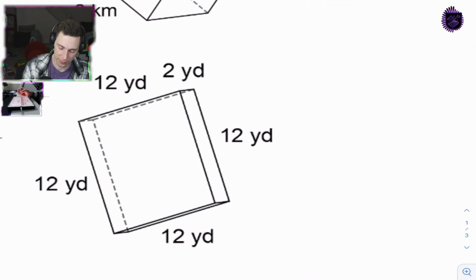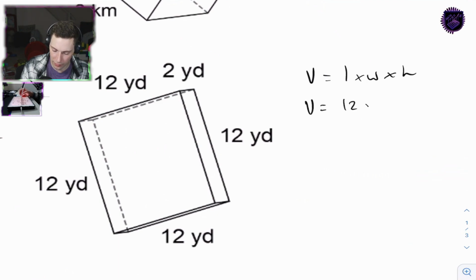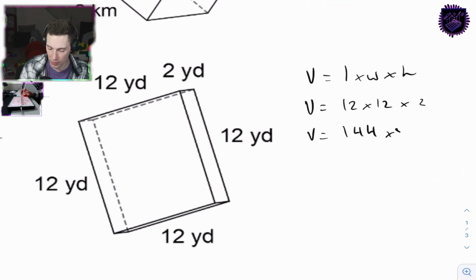C. Now, the volume of this shape will be equal to the area of the base, which is a square, so length times width times the height. The volume will be equal to 12 times 12 times the height, which is 2. So the volume will be equal to 144 times 2. The volume will be equal to 288 yards cubed.